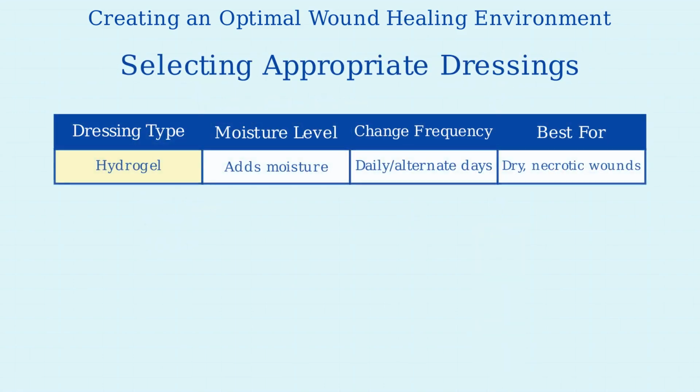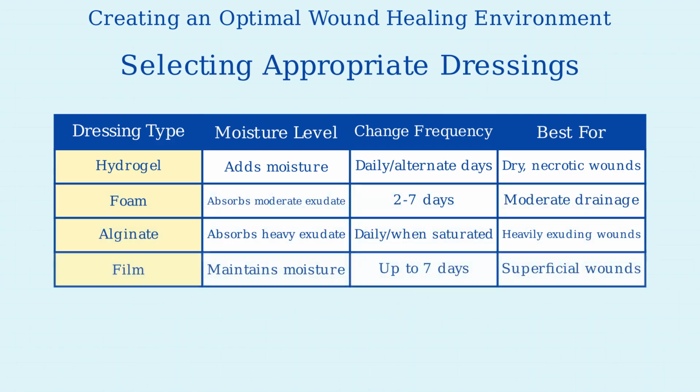Selecting the appropriate dressing is critical for maintaining an optimal wound environment. Different wound types require different dressing properties. Hydrogels add moisture to dry wounds. Foam dressings manage moderate drainage. Alginates absorb heavy exudate from highly draining wounds. Film dressings help maintain moisture in superficial wounds while allowing visualization.